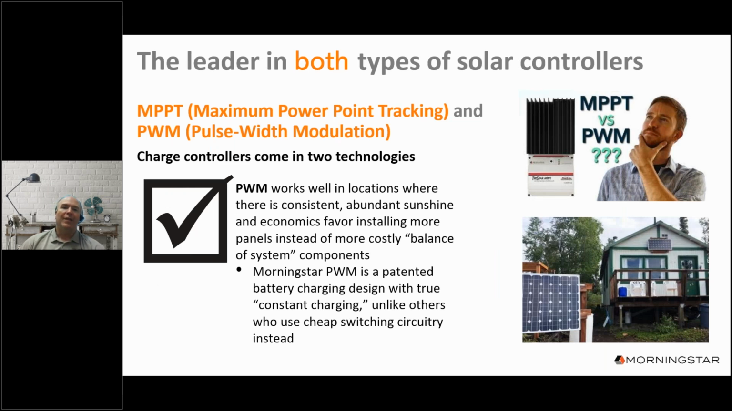All right, the two major types of solar charge controllers that Morningstar offers are pulse width modulation, or PWM controllers, and then secondly, maximum power point tracking, or MPPT controllers. Both of these types of controllers are of equal Morningstar quality. PWM controllers operate at battery voltage. They're less expensive and they work well in locations where there's consistent, abundant sunshine, and economics favor installing more panels instead of more costly balance of system components.